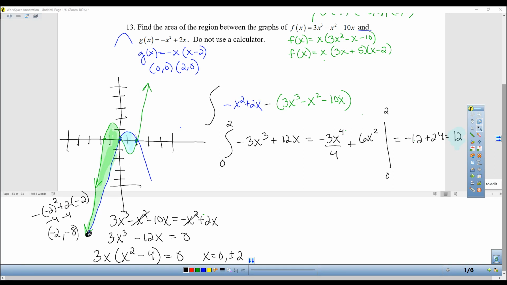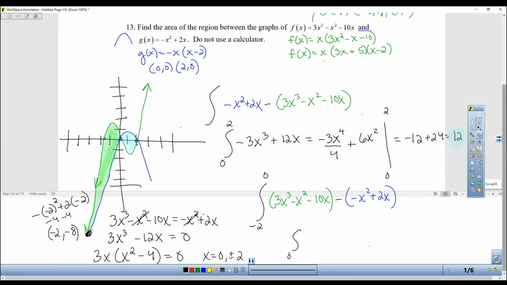So to get the green area, I need the integral from negative 2 to 0. Remember, always go from left to right on your graph. And this time, the green is on top. So it's going to be 3x cubed minus x squared minus 10x minus the parabola, which is negative x squared plus 2x. So this should produce the opposite answer that we got before, but we can quick check that.